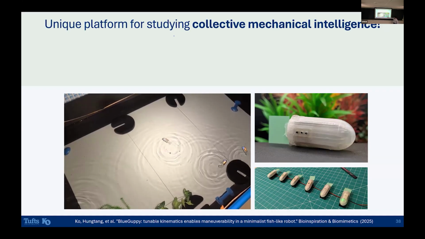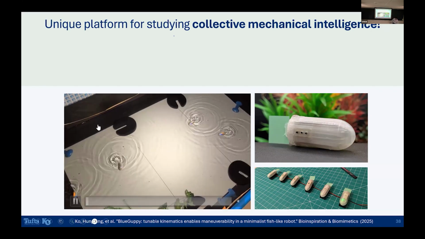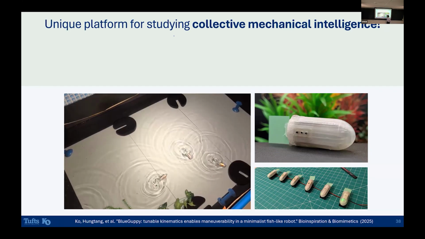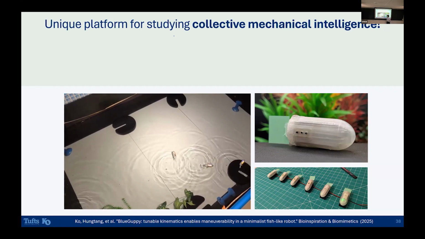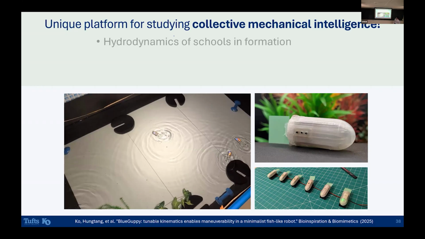But this is the ongoing work, looking at a school of these fish-like robots, and you can see this shadowgraph method helps us also visualize the vortices being shed. So the shadows trailing behind these fish actually correspond to the vortices that you're creating. So really, with this unique platform, I want to probe how, when you have a school of these fish robots, they can interact with each other. So look at the hydrodynamics of these schools in formation.